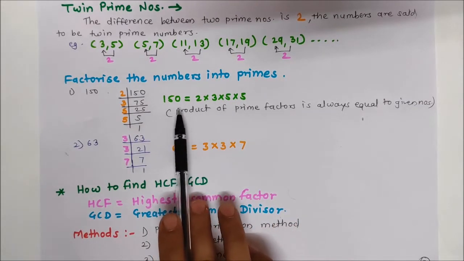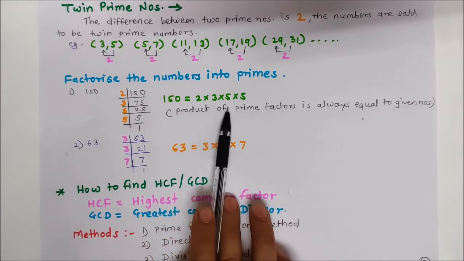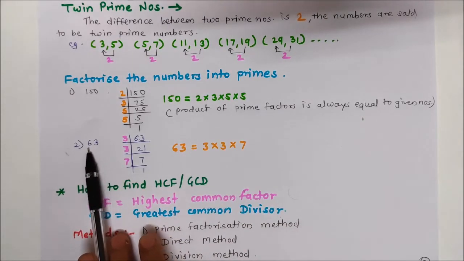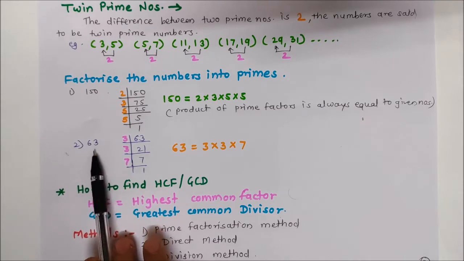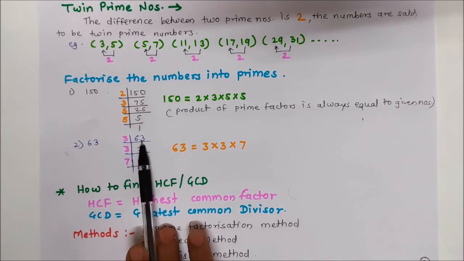We see that the product of these prime factors is always equal to the given number. In the second example, 63. What are the prime factors of the number 63? Check that 63 is an odd number, and 6 plus 3 is equal to 9.